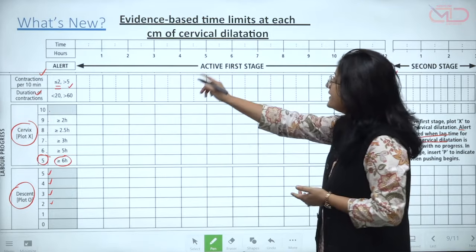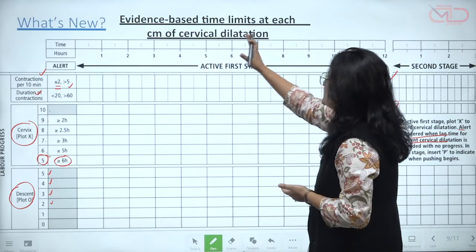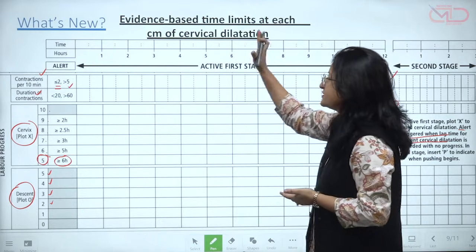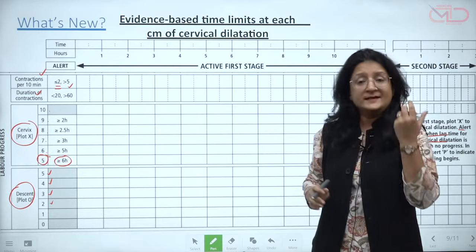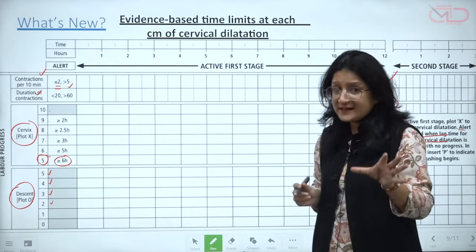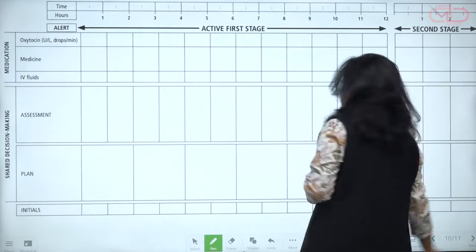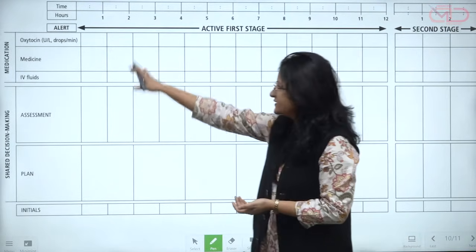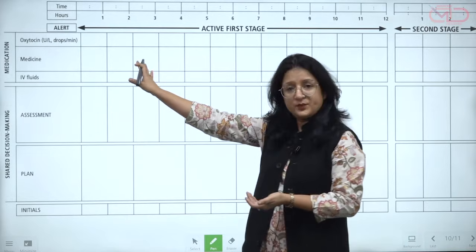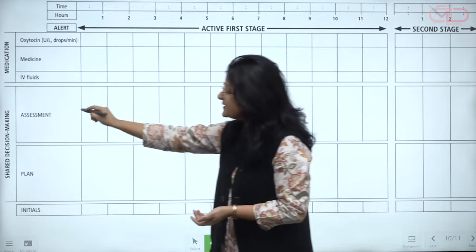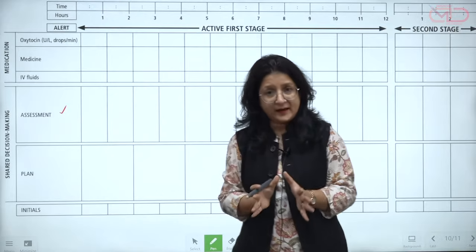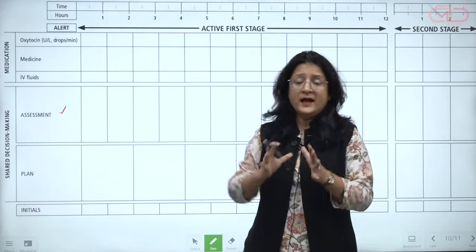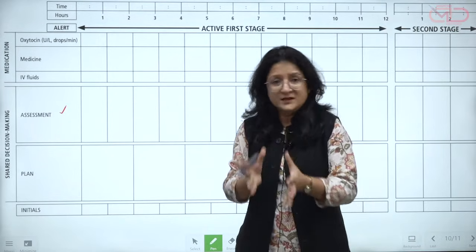So what's new is evidence-based time limits at each centimeter of cervical dilatation and intensified monitoring during the second stage of labor as well. And what's also new here is, of course, the medication part was there in the previous partograph as well, but yes, a shared decision making, right?